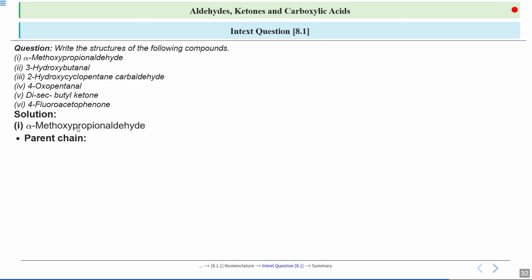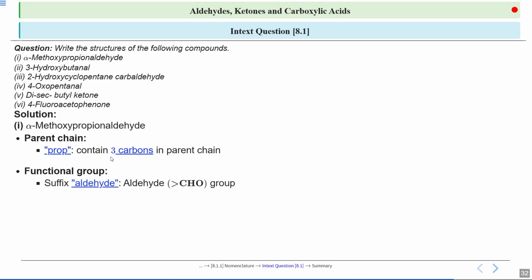First, we will see the parent chain. The parent chain is prop. Prop means it contains 3 carbons in the parent chain. So there are 3 carbons in the parent chain. The functional group you see over here is the suffix aldehyde. So that means there is a CHO group present over here. The aldehyde group is present over here.